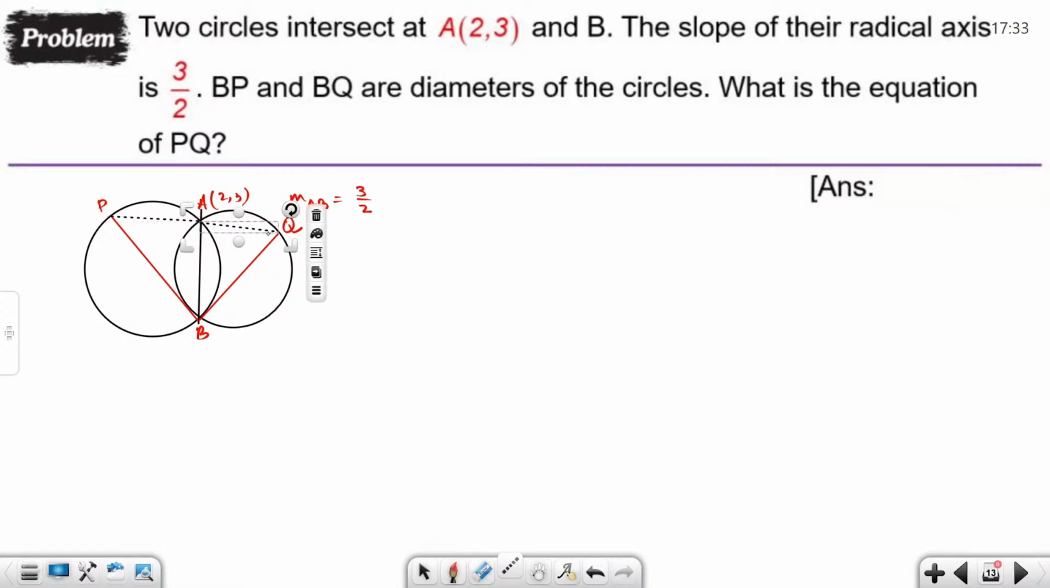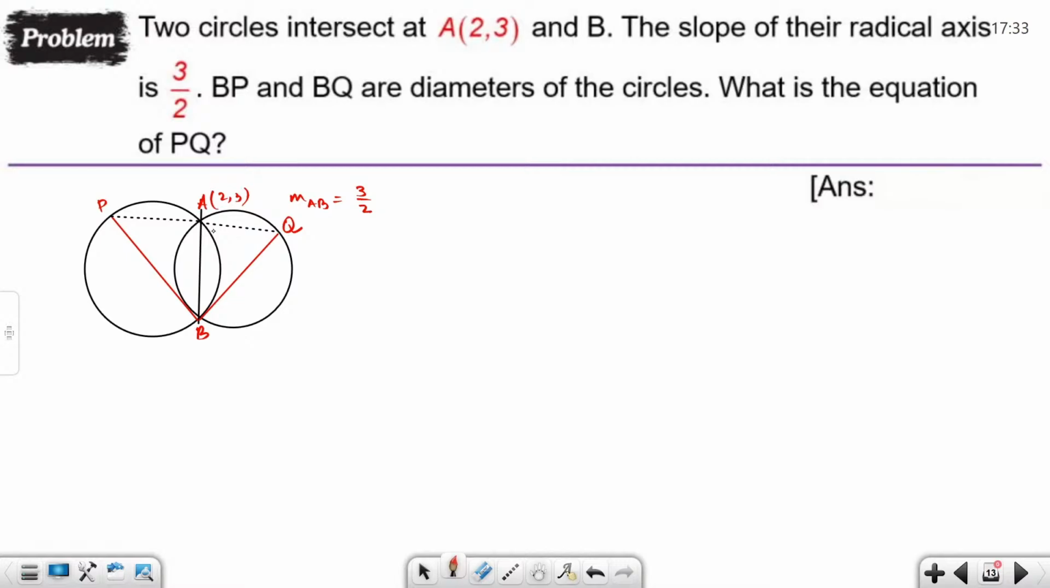Why have I joined AP and AQ? Because I don't know whether your PQ line will be a straight line or not. It's not necessary that PQ has to be a straight line, right? That is why I have joined PA and AQ. Now, to find the equation of PQ, first I will prove that PQ is basically a straight line. Are you getting my point?